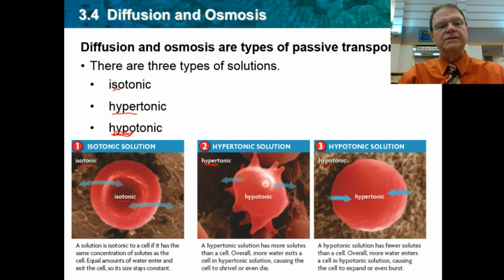So that means that iso means same. The concentration of the solutes in and out of the cell are roughly the same. Hyper, the solutes that are dissolved in the solution outside of the cell are higher than what you'd find inside the cell. And hypotonic is just the opposite, where the amount of dissolved solutes in the water is lower than what you would find in the cell. And again, this is going to be the most dangerous situation.